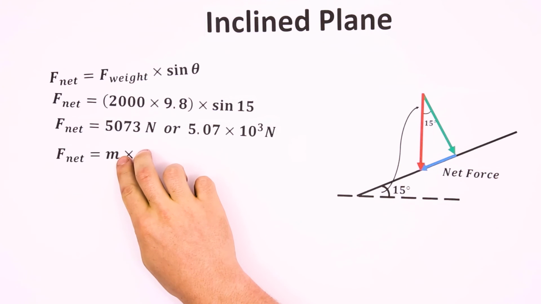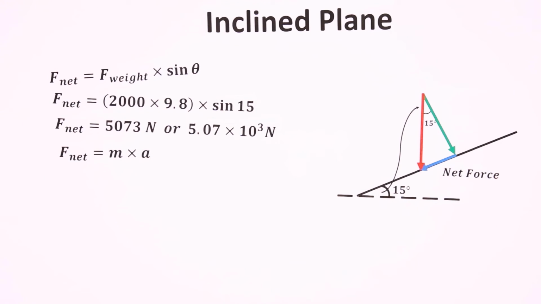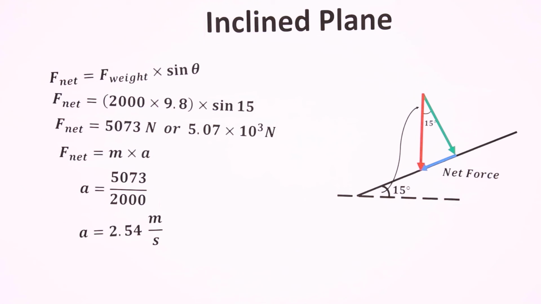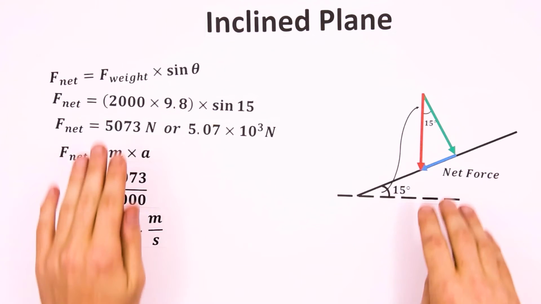We can now use force equals mass times acceleration. We know that our acceleration down the inclined plane is equal to force divided by the mass of the car, which is 5,073 divided by 2,000. This gives us an acceleration of 2.54 meters per second down the incline.